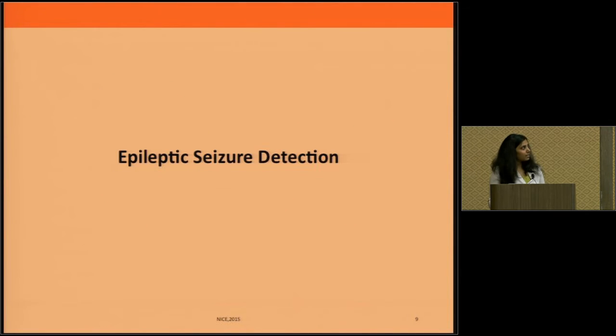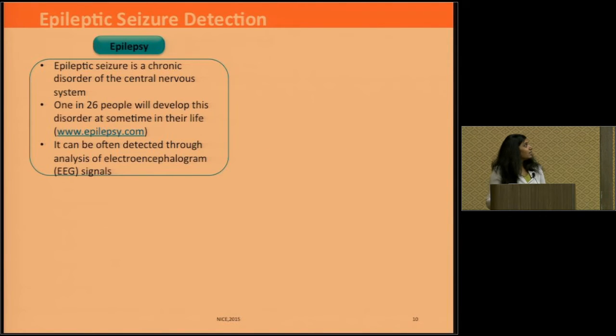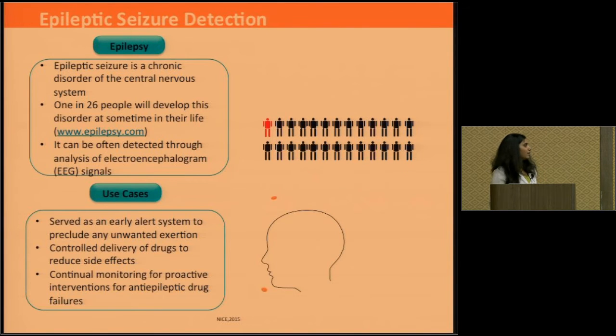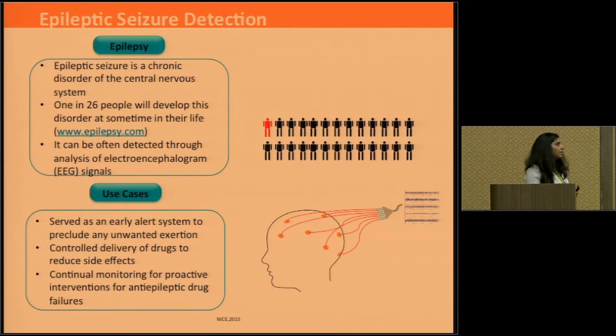So the first application we're going to look at is epileptic seizure detection. Epileptic seizure is a chronic disorder of the central nervous system. 1 in 26 people will develop this disorder at some time in their life. Most often we use EEG signals to detect epileptic seizure. The use cases we are thinking of are as an early alert system to preclude any unwanted exertion, or control delivery of drugs to reduce side effects. Perhaps this is a long way out there, but basically as an early alert system.